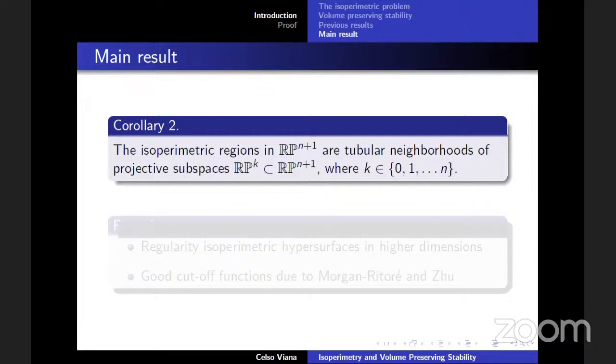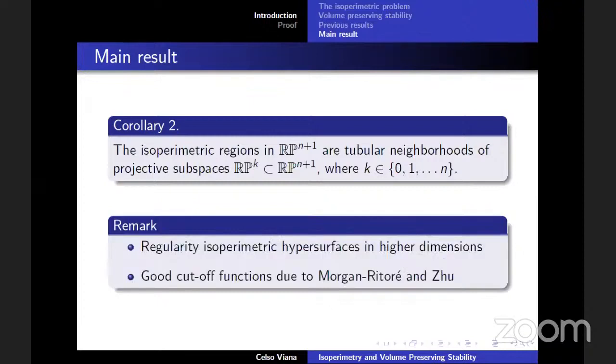So that's the characterization for the isoperimetric problem. Of course, you need to address the possibility of singularities in higher dimensions, but we have a very standard argument for that, which comes from these good cutoff functions constructed by Morgan-Ritoré, which allow us to extend all of the variational argument that we use to handle these singular cases. So I will not discuss this technical part of the proof, okay?